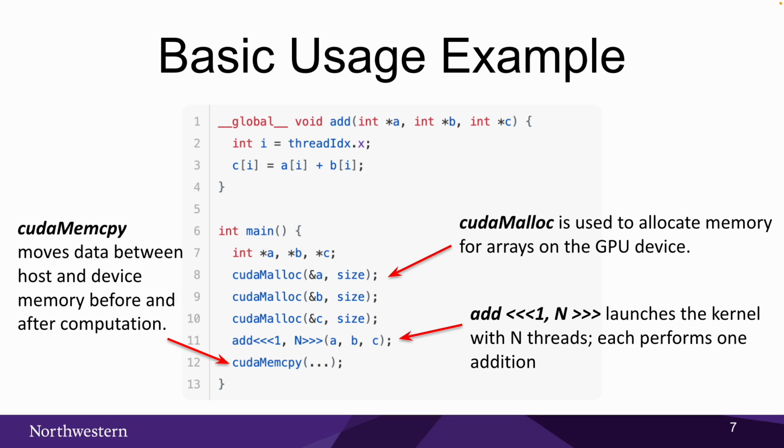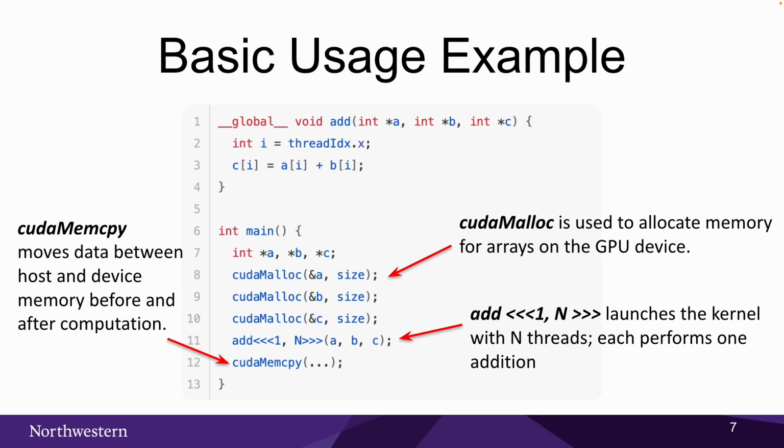Here's a simple CUDA program that adds two arrays element-wise on the GPU. At the top, we define a kernel function called add. It runs in parallel. Each thread handles one index i of the array and performs one addition. In the main, we use cudaMalloc to allocate memory for the three arrays A, B, and C on the GPU device. Then we launch the kernel using the syntax that means one block with n threads. Each thread executes the kernel independently.